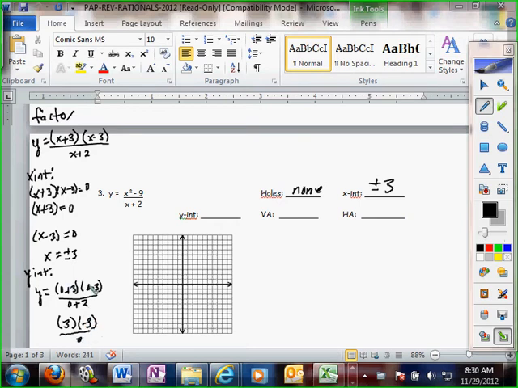Now, some people were wanting to add these together. You have to remember that this piece is being multiplied with this piece. So you simplify inside the parentheses first using the order of operations, and then multiply. This simplifies to negative 9 over 2. So my y-intercept is negative 9 halves.